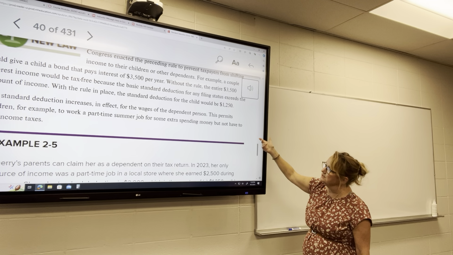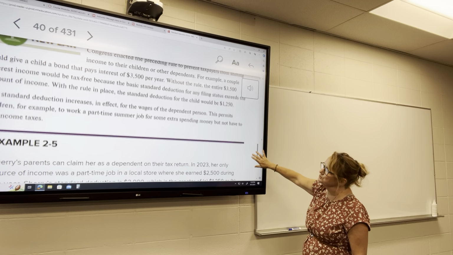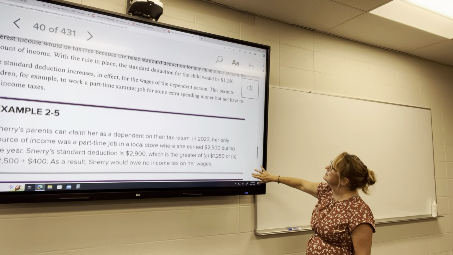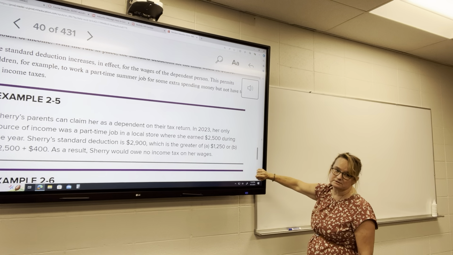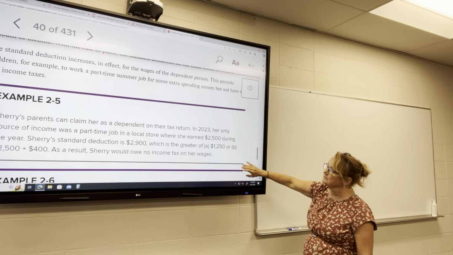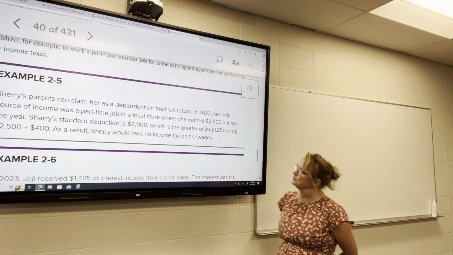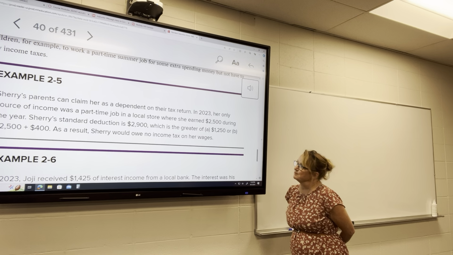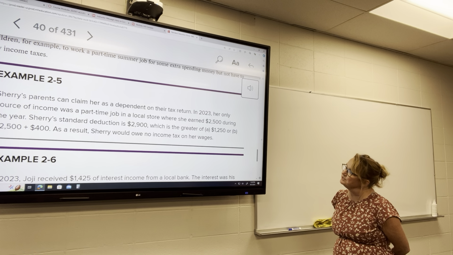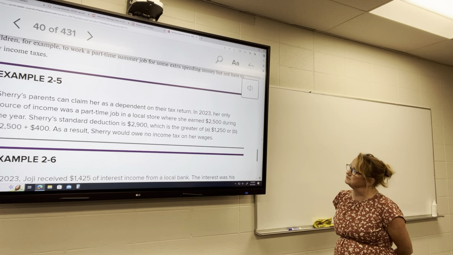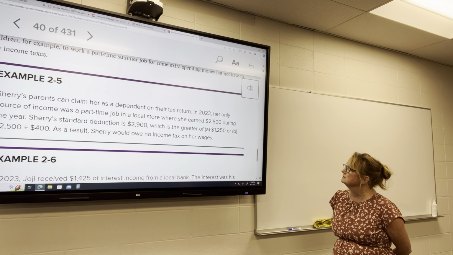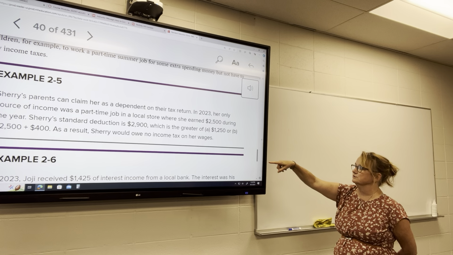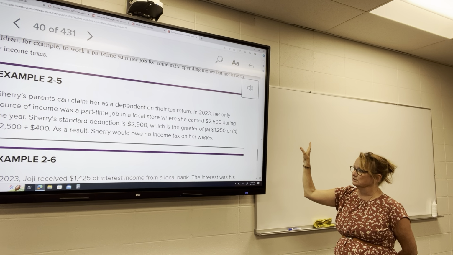Yeah, the standard deduction increases for the wages of the dependent person, which permits children to work part-time in the summer for some extra spending money, but not have to pay income taxes. So we've got Sherry, whose parents claim her as a dependent on their tax return. Her only source of income was a part-time job at a local store. She earned $2,500 during the year. Her standard deduction then is $2,900, which is the greater of $1,250 or $2,500 plus $400. Sherry owes no income tax on her wages.